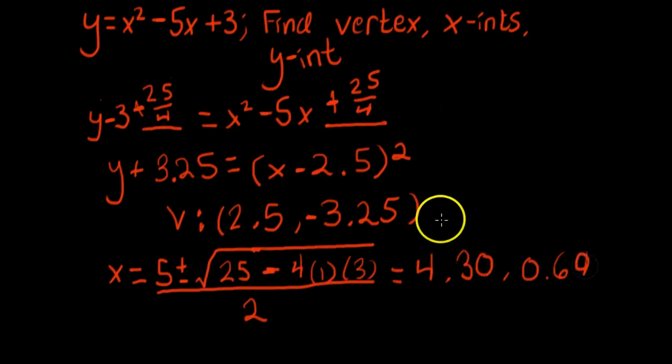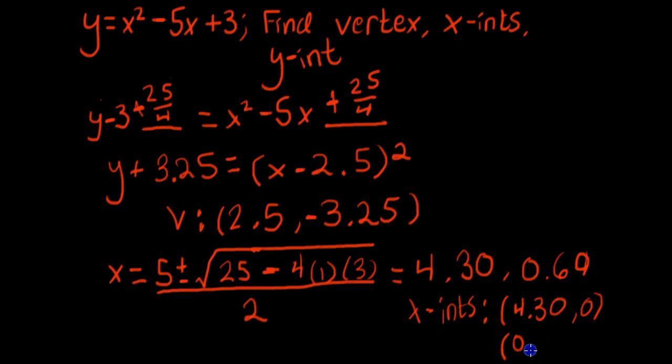So now we know the x-intercepts are going to be at (4.30, 0) and (0.69, 0). And finally, finding the y-intercept, that's pretty easy. You just have to substitute 0 in for x, so that's just going to get you y equals 3. So the y-intercept is going to be at (0, 3).